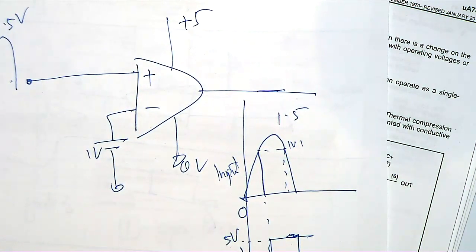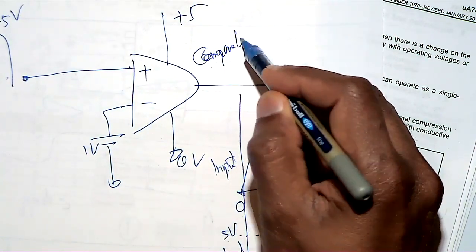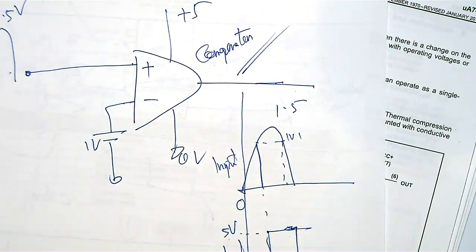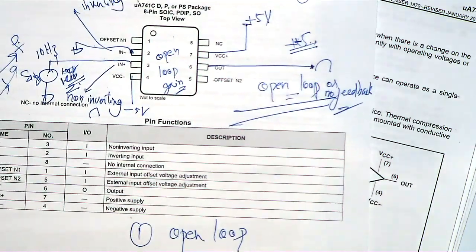So you can compare the voltages. That is an application. This is called a comparator. So the comparator operates in open loop mode. But then for the amplifier, we will be using closed loop.